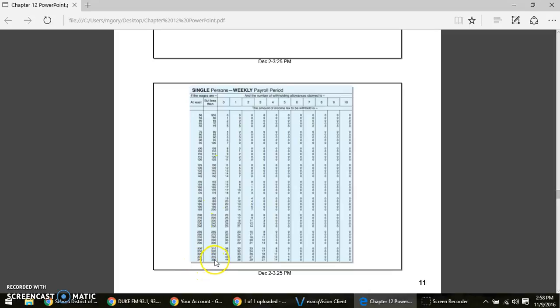If you are 340 to 350 and you have 0 allowances, it's a $44 deduction. If it's 1 allowance, it's a $36 deduction. And as you can see, as the allowances increase, the amount that is taken out of your check decreases.